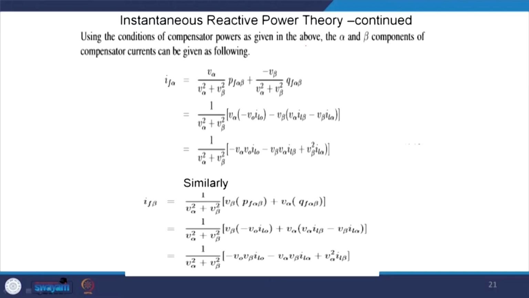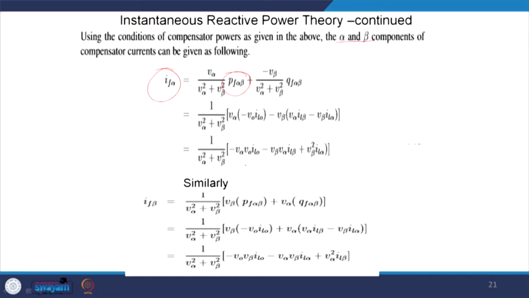So, let us see that using the condition of the compensator power given in the previous slides, the alpha beta components of the compensator can be written as follows. We can rewrite the alpha component and the beta component that are required to be injected by the shunt active power filter. So, it is V alpha plus this denominator, the common determinant, V alpha square plus V beta square, into the power of the alpha beta frame of the shunt active power filter and QB.